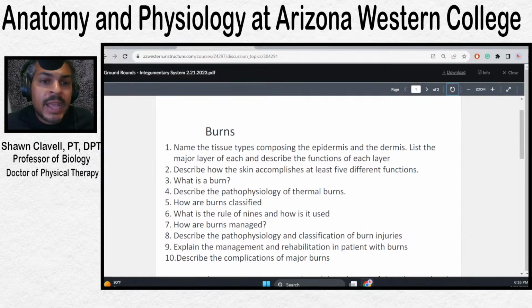identifying or answering these main questions, right? The basics of the integumentary system chapter is, what are the tissues that comprise the integumentary system, the epidermis and the dermis? What are the layers that comprise both the epidermis and the dermis? What are the functions of the integumentary system? And then we'll see about these pathologies. In this case, we're looking at burns. So please, what is the definition of a burn?